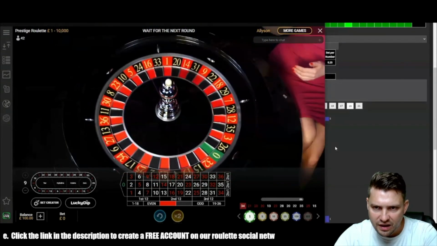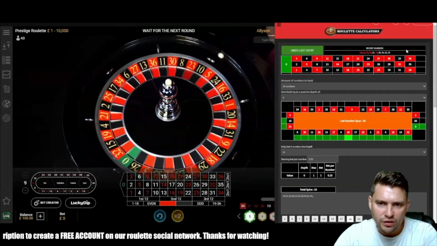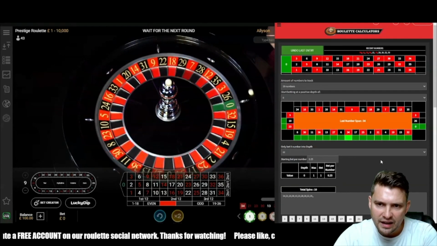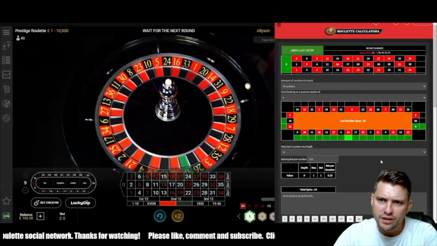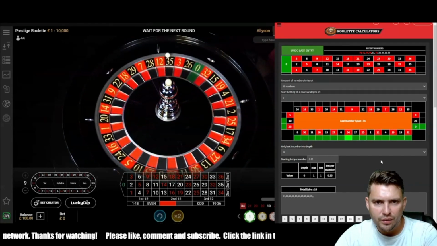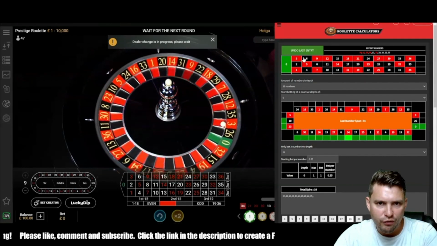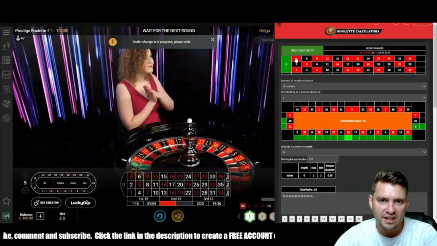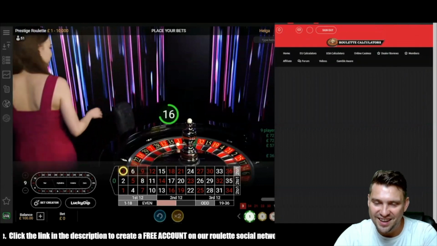I'm not sure, I can see a 5 there. Yeah, okay, so depth of 0 has gone to 5, and I think a depth of 1 has come out maybe twice. So yeah, this table's looking pretty good. And that's actually gone to a depth of 1, but as you can see up there, there is a dealer change in progress. So we've jumped on just at the wrong time.